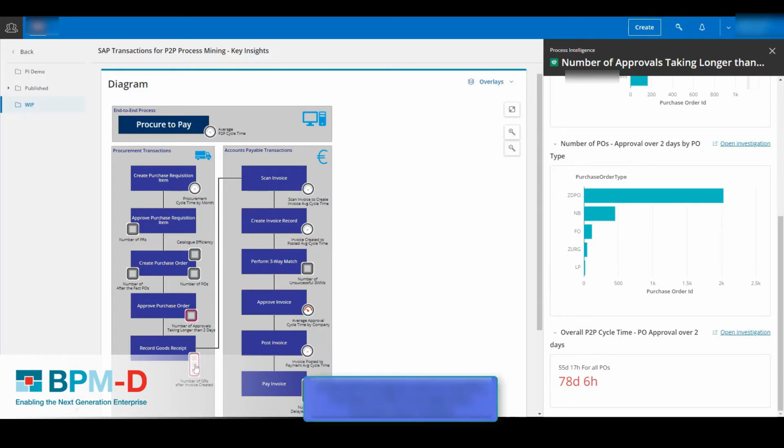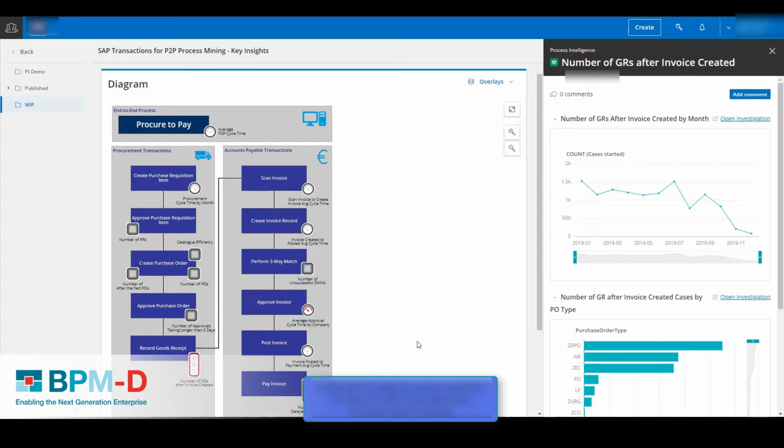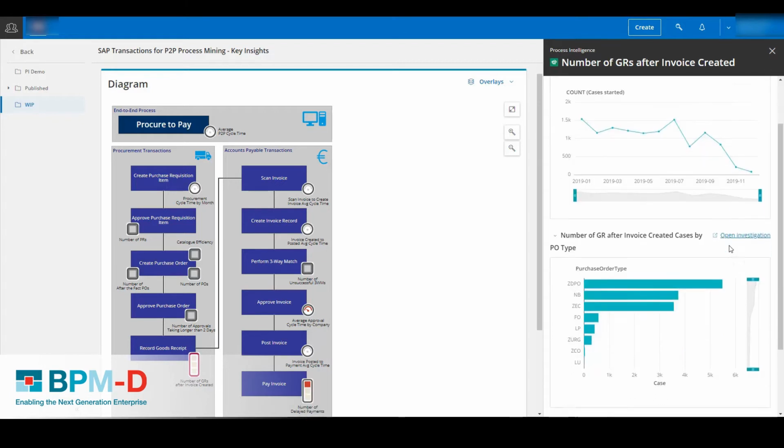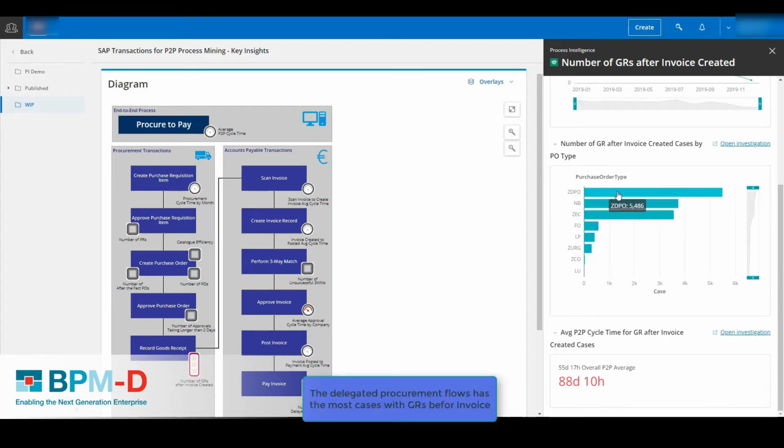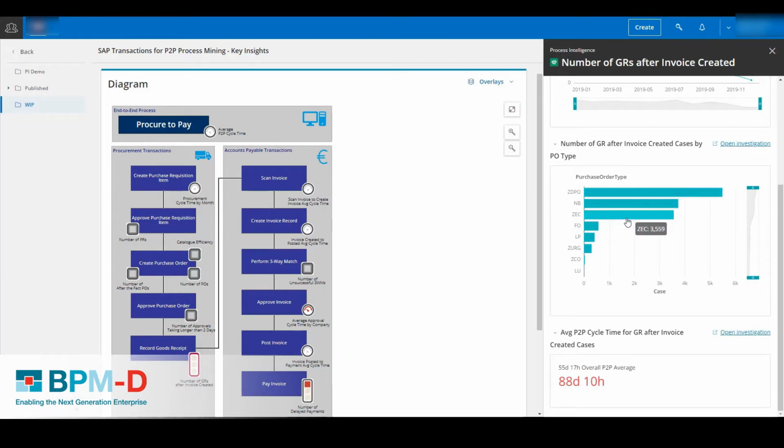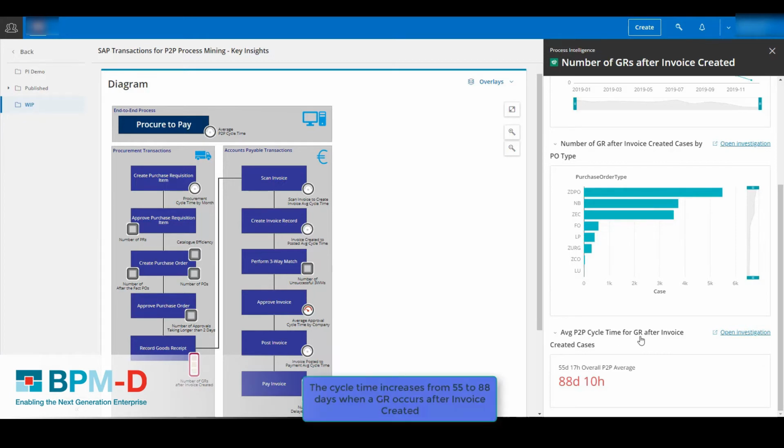Another key KPI is for cases where the GR was recorded after the invoice had been created. There are around 1,000 cases per month where the GR was recorded after the invoice was created in the first half of the year. The number of cases then reduced for the second half of the year. By looking at the PO type for these cases, we can see that once again the delegated procurement flow seems to be the problem. The cycle time implication of this deviation from the happy path cost the flow 33 days and 7 hours.